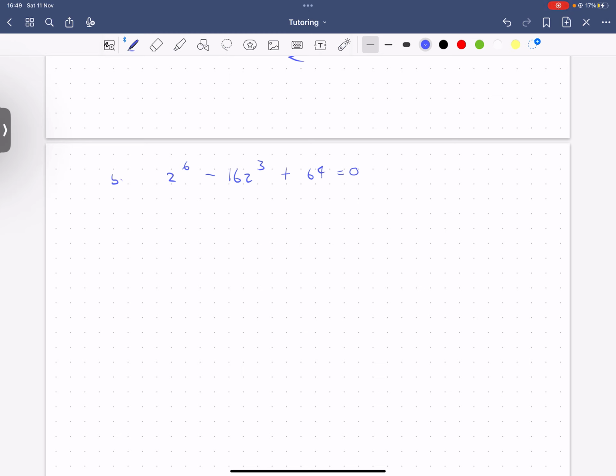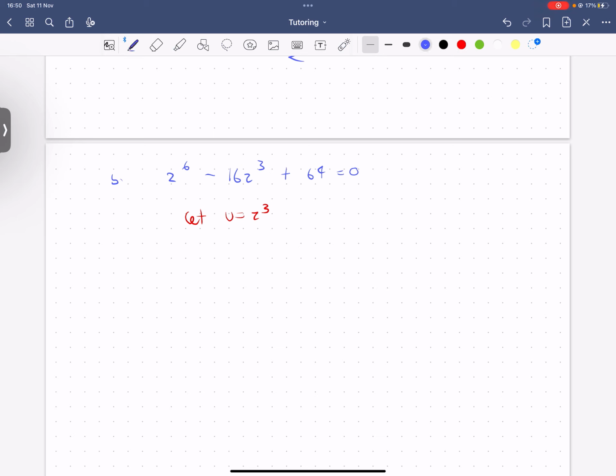The reason I can do that is because the power of z cubed, we can see that the next thing, z to the 6, is double 3. So whenever the first term is to the power of 6 and the next term is a cubed, or the first term is to the power of 8 and the next term is to the power of 4, we're going to use a u substitution. So let u equal z cubed.